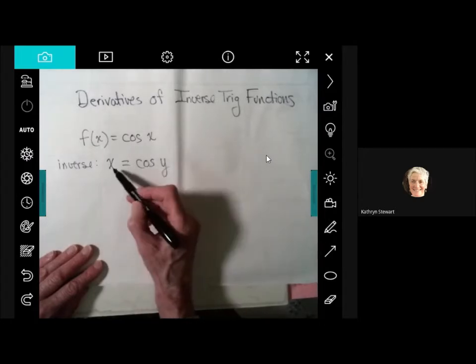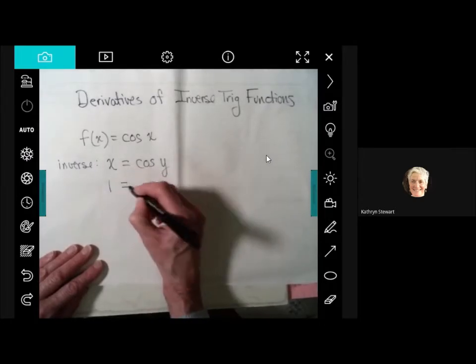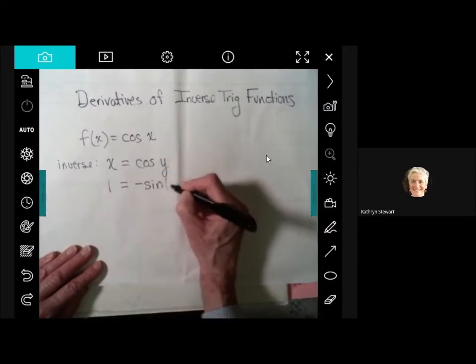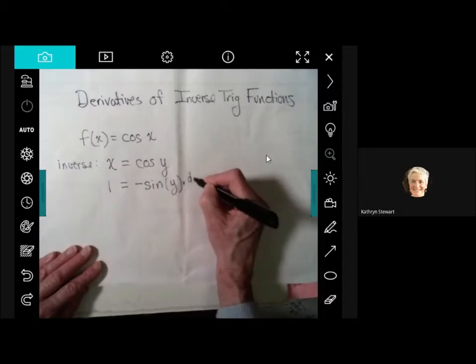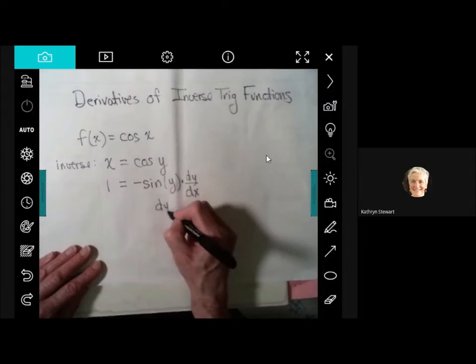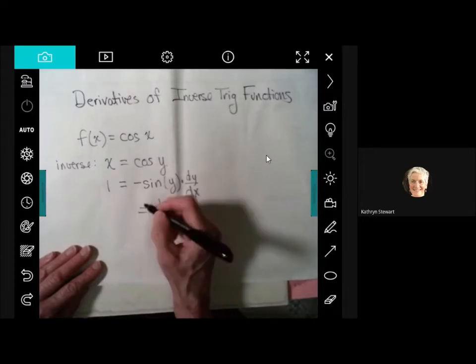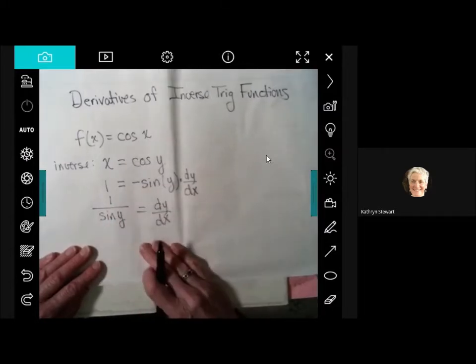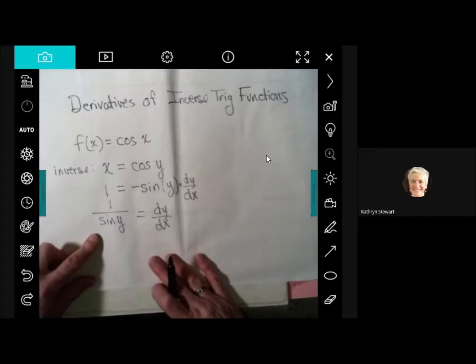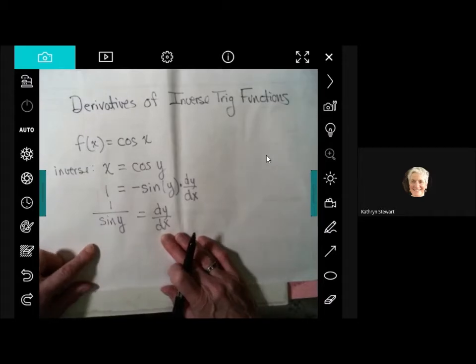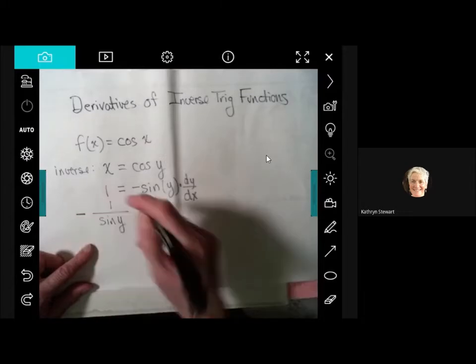So let's take the derivative of both sides. Derivative of x is 1. Derivative of cosine of something is the negative sine of something. And then the chain rule times dy dx. All right, I'm going to get dy dx by itself. Just going to divide by negative sine of y. All right, well, I should be happy, but my derivative is now in terms of y instead of in terms of x. So, whoops, I dropped a negative, didn't I? I'm just going to put that out front. Is that legal?